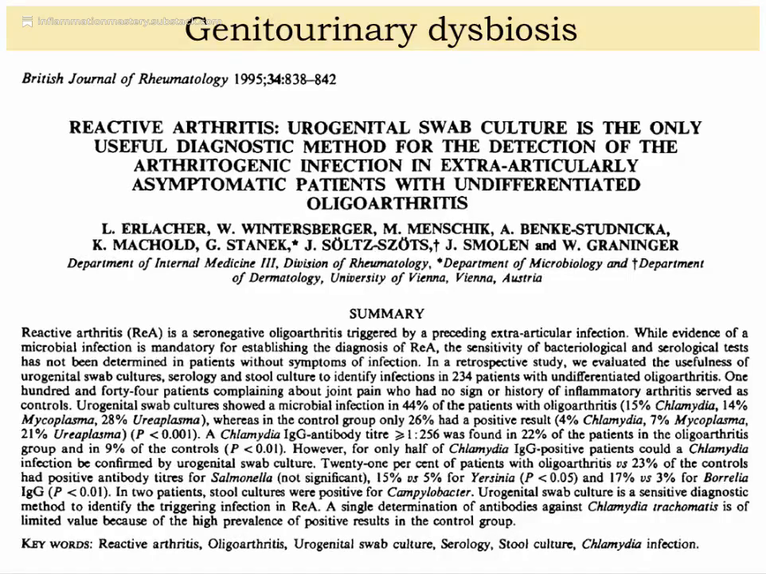While evidence of a microbial infection is mandatory for establishing the diagnosis of reactive arthritis, the sensitivity of bacteriological and serological tests has not been determined in patients without symptoms of infection. In a retrospective study, we evaluated the usefulness of urogenital swab cultures, serology, and stool culture to identify infections in 234 patients with undifferentiated oligoarthritis. 144 patients complaining about joint pain who had no sign or history of inflammatory arthritis served as controls. Urogenital swab culture showed a microbial infection in 44% of the patients with oligoarthritis. 15% had chlamydia, 14% had mycoplasma, 28% had ureaplasma, whereas in the control group, only 26% had a positive result. Chlamydia IgG antibody titers greater than 1 to 256 was found in 22% of the patients with oligoarthritis and 9% of controls.